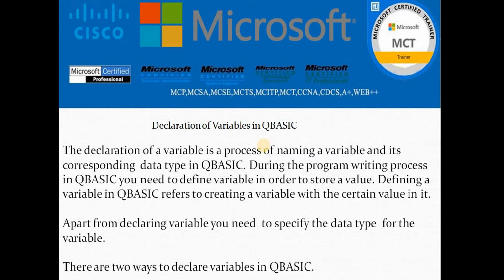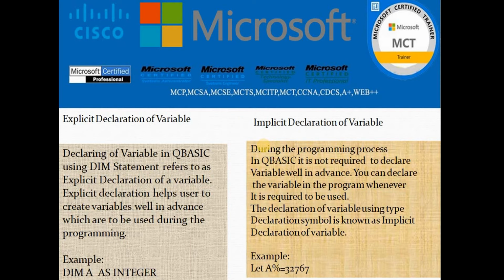So there are two ways actually in order to declare the variable in QBASIC. It's not that we are talking about the types of the variable. Here we are going to talk about the ways how you are going to declare a variable so that the variable can be used in QBASIC so that you obtain your desired output. So basically we have here two ways to declare the variable. Number one is known as explicit variable declaration and the second one is implicit declaration of the variable.